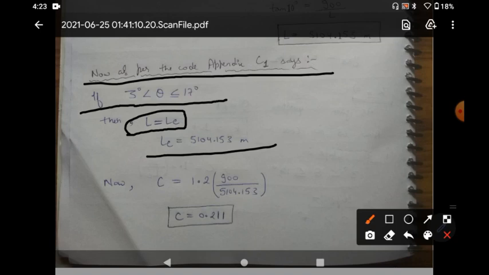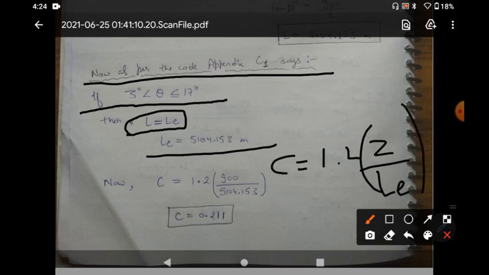LE value would be considered as the value of L, that is 5104.153. Now the value of C we can calculate by putting all these values into the formula. The formula was C equals 1.2 Z by LE. Here you can see that I have taken the value of Z as 900 and LE as 5104.153.